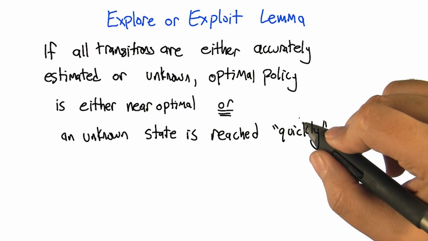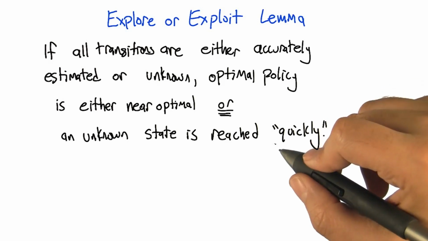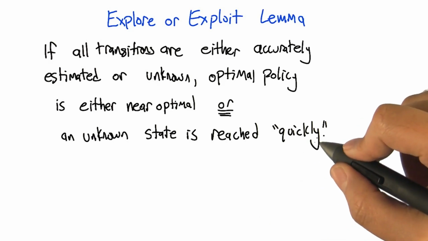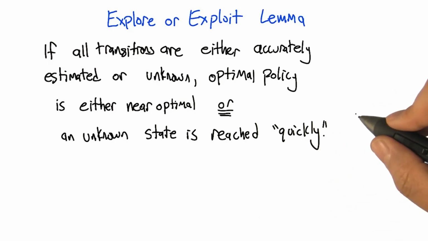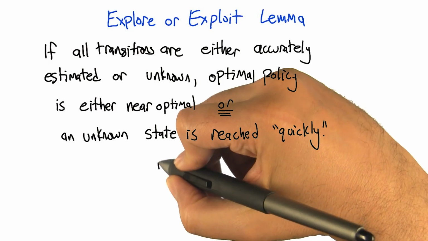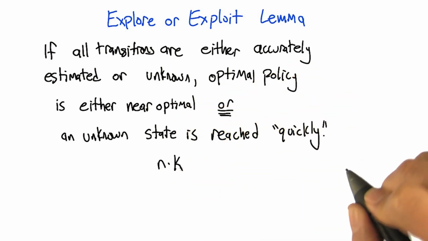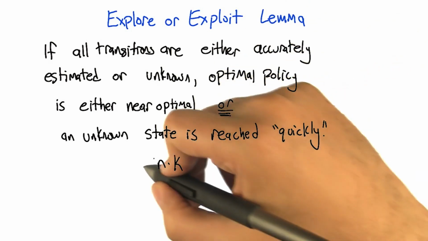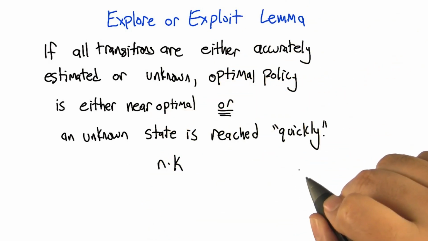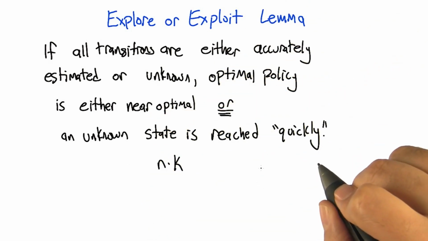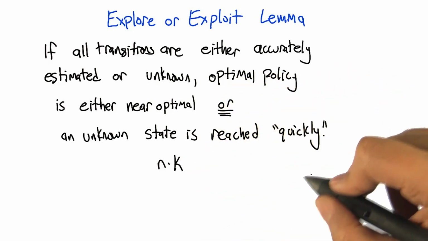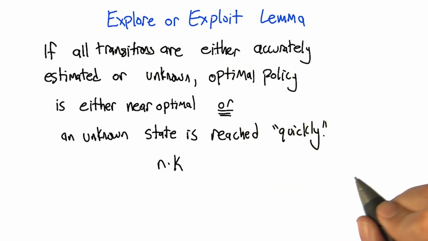And if it's true, then what's going to be happening is we're either going to be doing the right thing, or we're going to quickly bump into a new state and learn something new and continue. And the number of times that we can learn something new is going to be bounded by the number of states times the number of actions. And the number of steps before we learn something new is bounded by a polynomial in the various quantities. And that's, I think, all we need, right? So it can't actually run for a very long time without either learning something new or being near optimal.